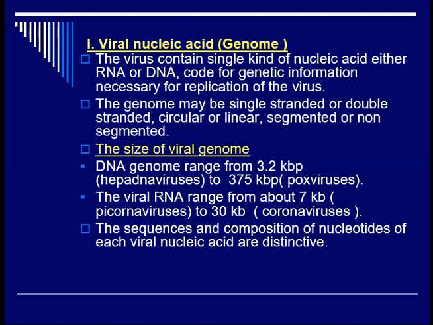The size of the viral genome, in the case of DNA viruses, ranges from 3.2 kilobase pairs, as in hepadnaviruses, to 375 kilobase pairs in poxviruses. Whereas the genome of the RNA viruses ranges from 7 kilobases to 30 kilobases in coronavirus. The sequence and composition of nucleotides of the genome of each viral nucleic acid are distinctive.